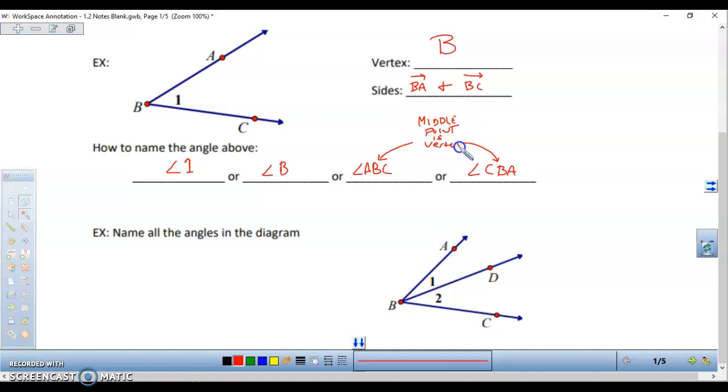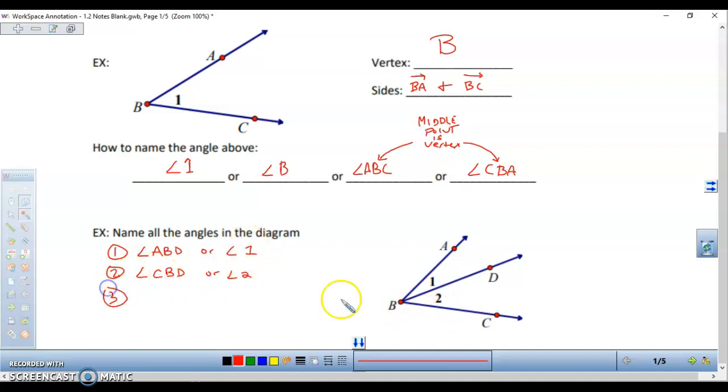Very important. All right, so in this diagram it says name all the angles you see here. Well, I see 3 angles here. I see angle ABD, or angle 1. So one of the angles is angle ABD, or I can call it angle 1. Another angle I see there is angle CBD, or I can call that angle 2. I would probably just call them angles 1 and 2 to make my life easier.